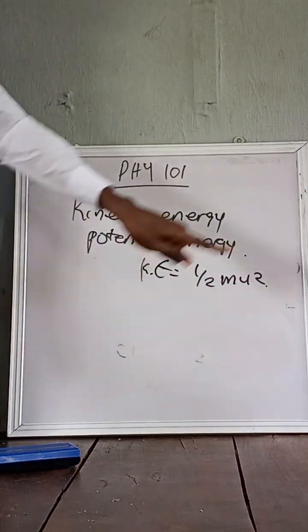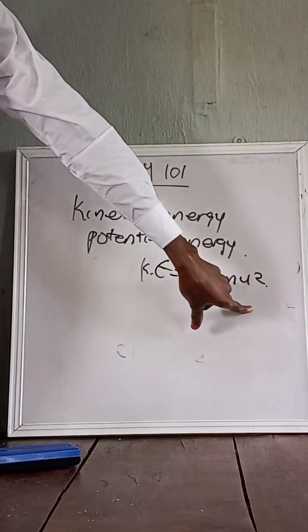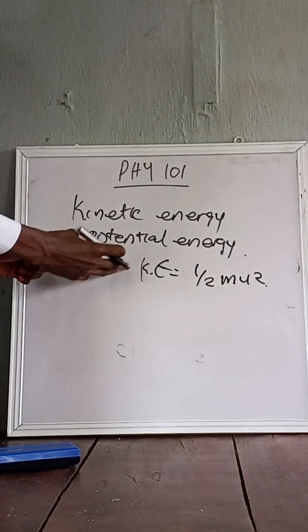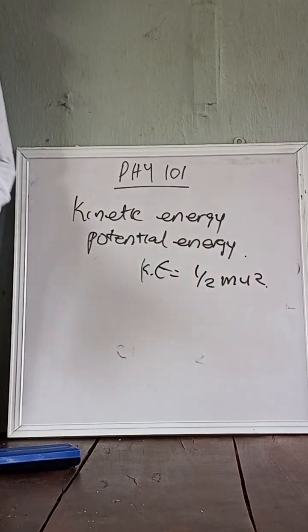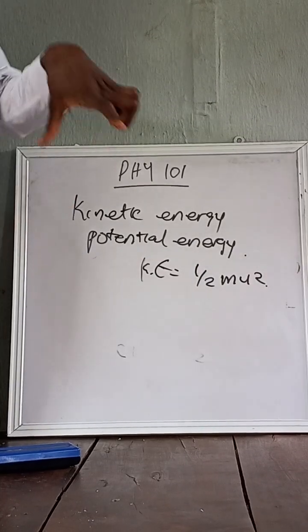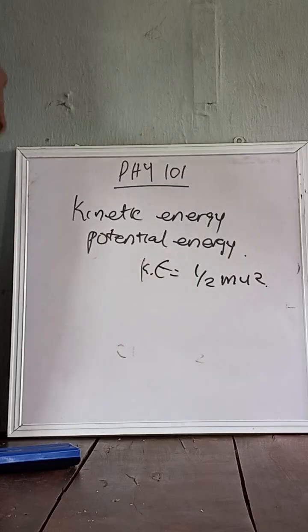Am I communicating? That is the mass and the square of the final velocity. Am I communicating? The same thing as our potential energy. Our potential energy is an energy due to a particular position. When I stand somewhere, one energy is holding me down, which is my potential energy.